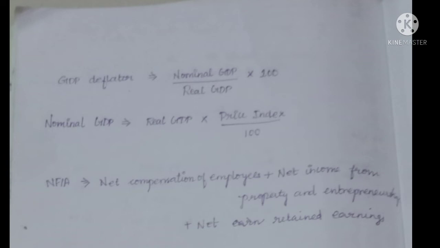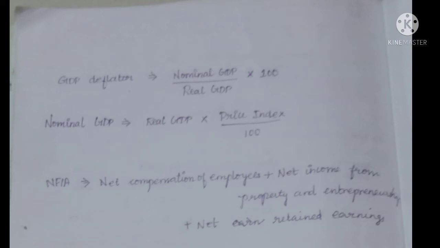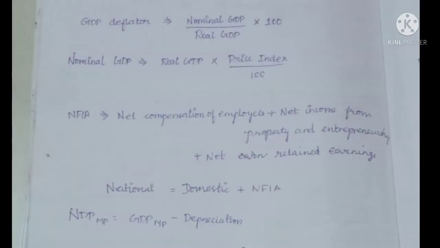GDP deflator. To calculate the GDP deflator, the formula is nominal GDP by real GDP into 100. Meanwhile, to calculate the real GDP, the formula is nominal GDP by GDP deflator into 100. And nominal GDP also has the formula real GDP into price index by 100. You can also calculate in the alternate way by replacing the real GDP, that is, real GDP is equal to nominal GDP into 100 by price index.